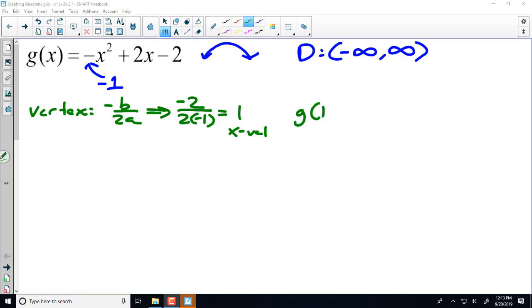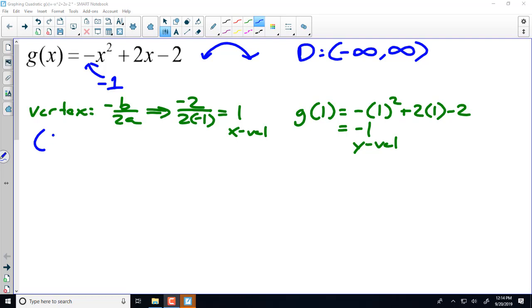So you do g of 1, which is going to look like this. That actually crunches out pretty quickly to give you a -1, which is just the y value of the vertex. You want the entire vertex, you got to put those together in an ordered pair. So our vertex is going to be 1, -1.